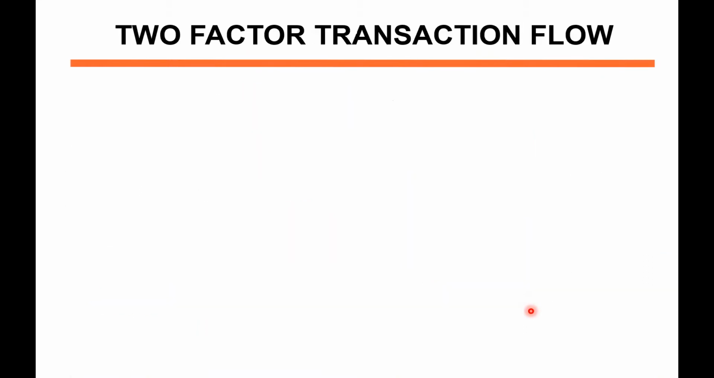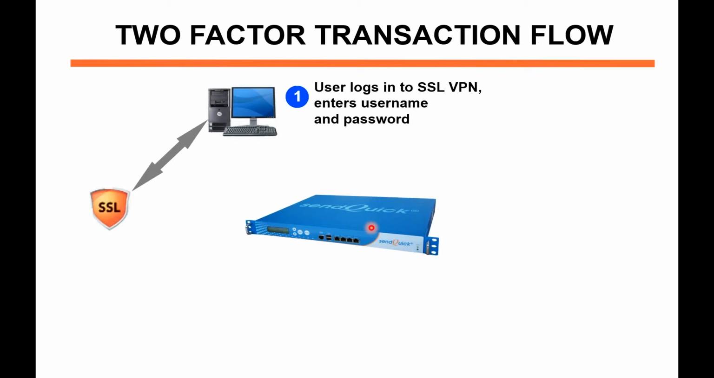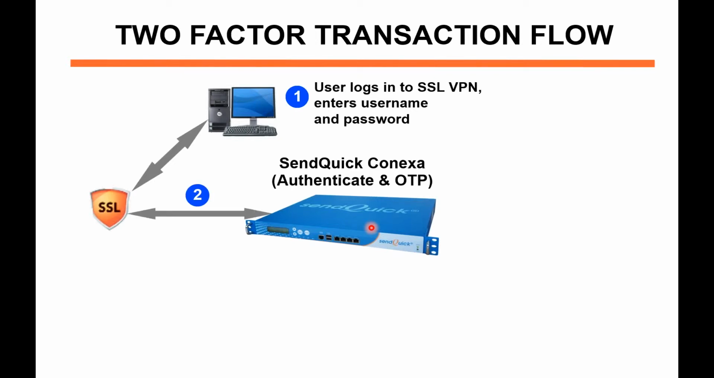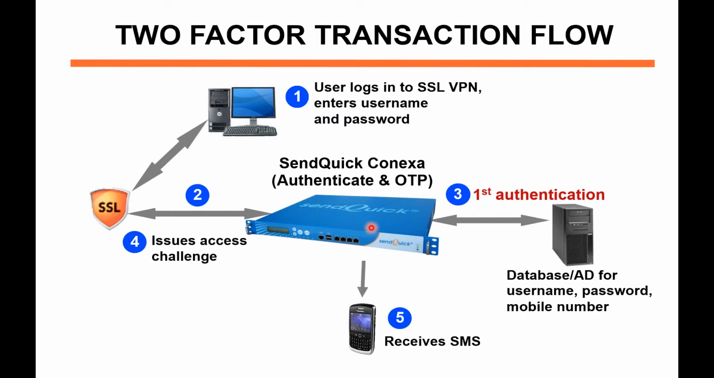A recap of the flow. First, you have your system, the user, SSL VPN, and the connector. The user logs into the SSL VPN and enters the username and password. The password is authenticated by the connector against Active Directory to verify the username and password. If you use SMS OTP, we will pull the phone number from Active Directory, and an access challenge is issued to the SSL VPN, and the user will receive the SMS on the mobile phone.